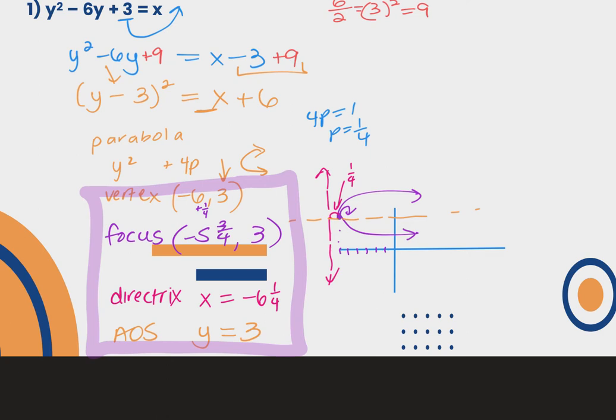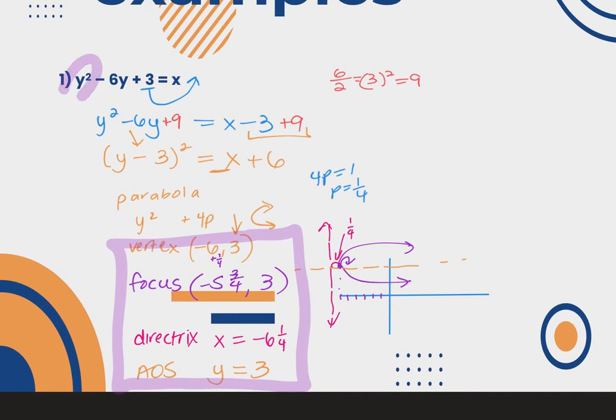In the beginning, you were like, we know this is a parabola, how do you know? Because there's only one variable with a squared. And if it's a parabola, it's like that. What about when it was like straight like that? Like an absolute value? Won't happen. You're either going to get a parabola, a hyperbola, or an ellipse. You could also get a circle, but we won't do those.